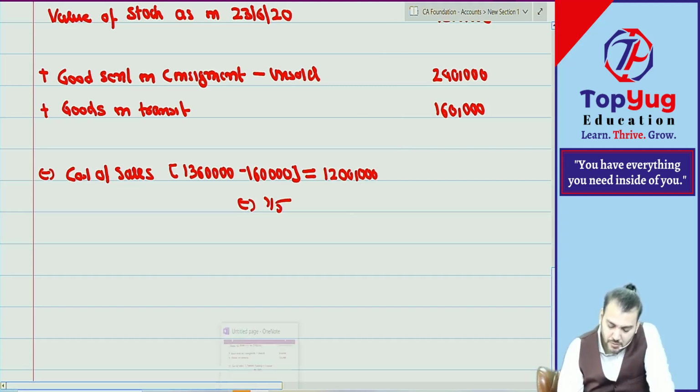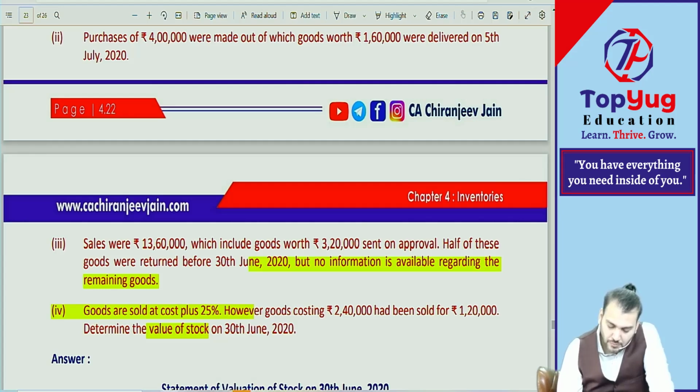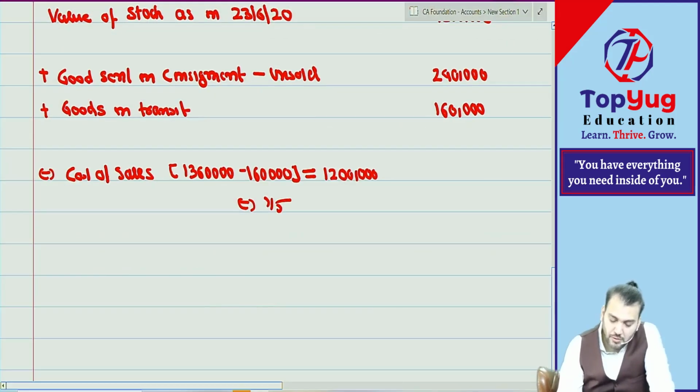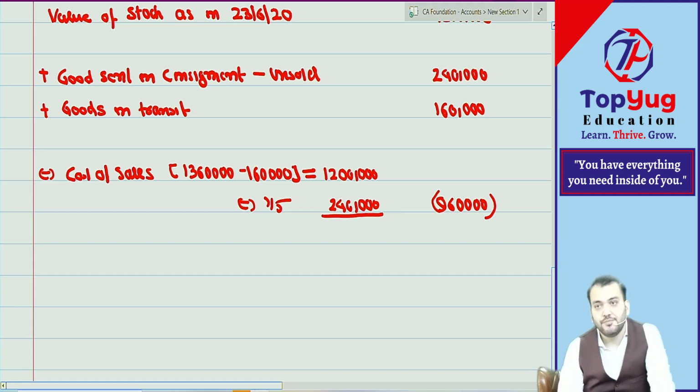1 by 5, how much? 2 lakh 40,000. How much is it coming? 9 lakh 60,000. This will be deducted. Any doubt? This point you have understood?